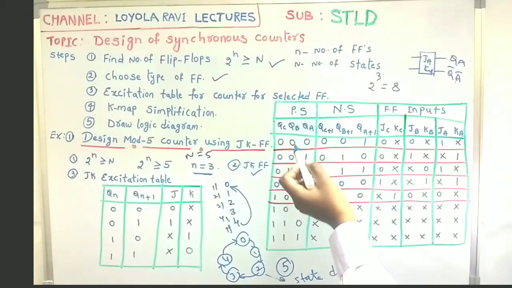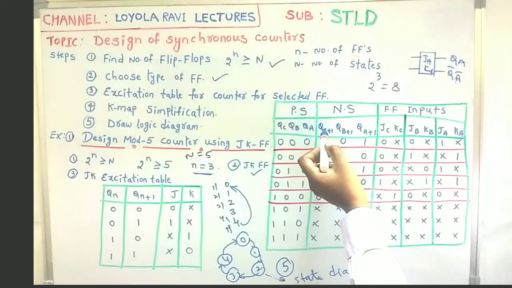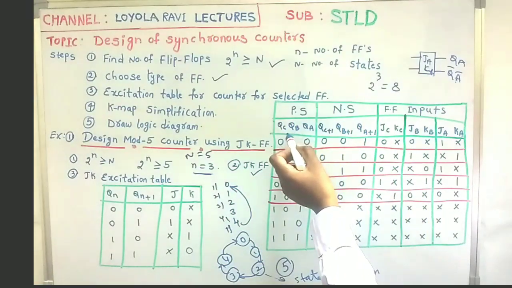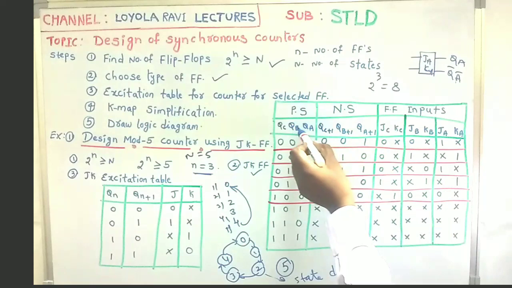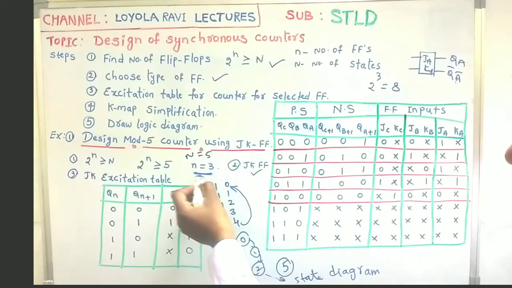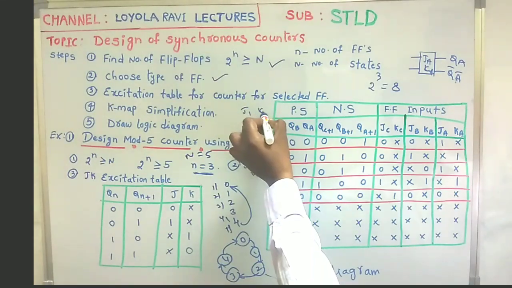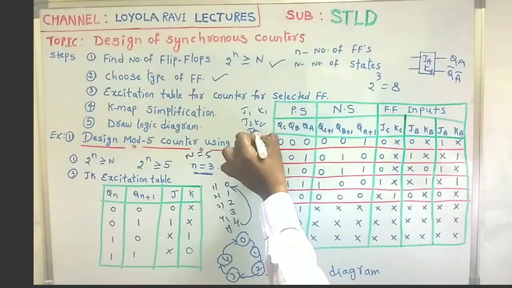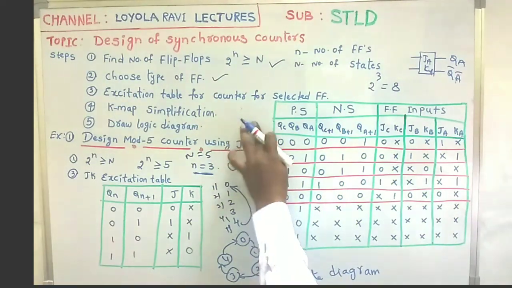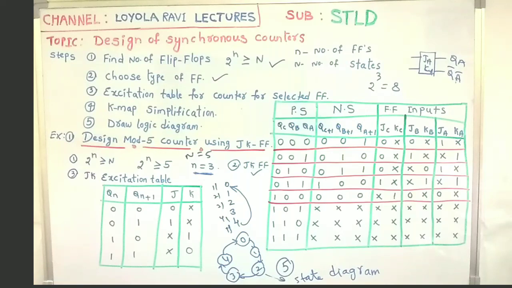Then, for these corresponding present states and next states, we have to write the flip-flop inputs. See here, for QC and QC plus 1, the flip-flop inputs are JC, KC. For C state the flip-flops are JCKC, for B state JBKB, for A state JAKA. Already we know the number of flip-flops is 3. We are using JK flip-flops. You may write J1K1, J2K2, J3K3. Otherwise, you may write JAKA, JBKB, JCKC. Any manner you may write, no problem.